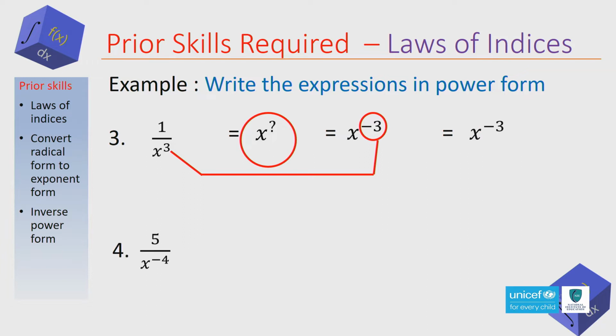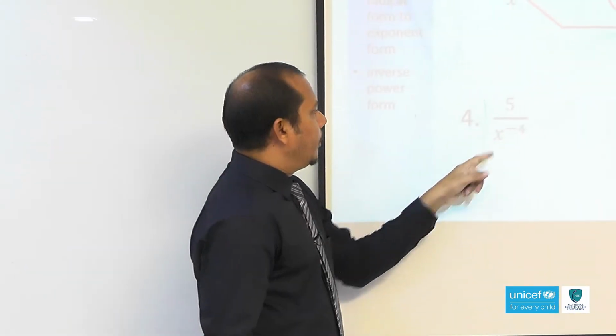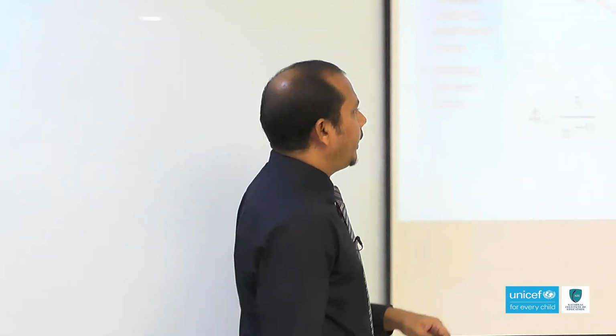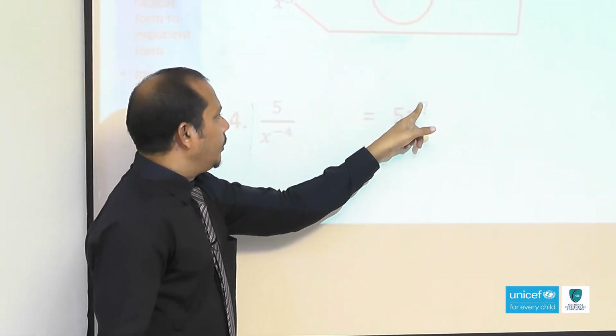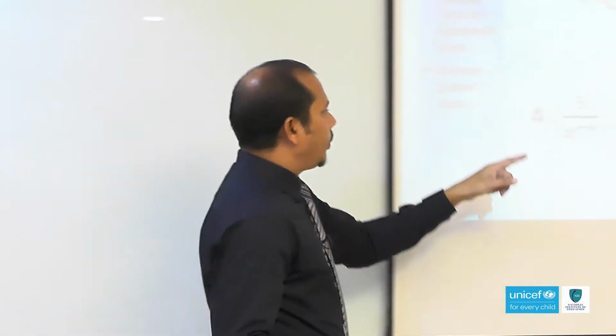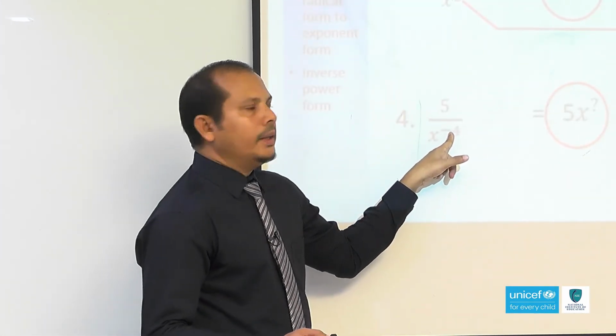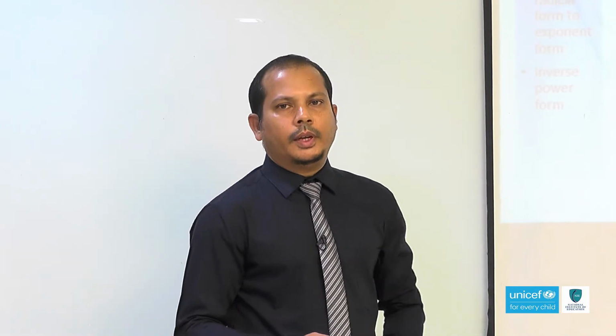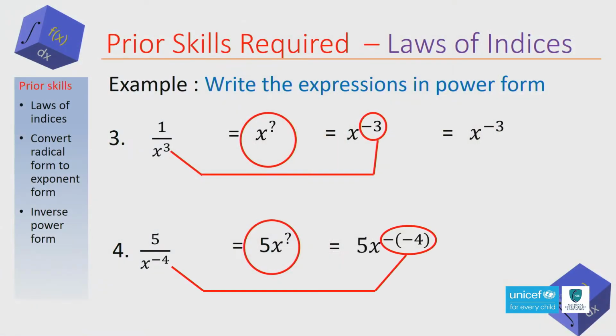We have this expression in example number 4. So, 5 over x to the power minus 4. We need to write this expression in power form or exponent form. We need to write a minus 4 as the power, but remember that this is already a minus 4, so that will become a plus 4. As you can see, 5 over x to the power minus 4 becomes 5x to the power 4.